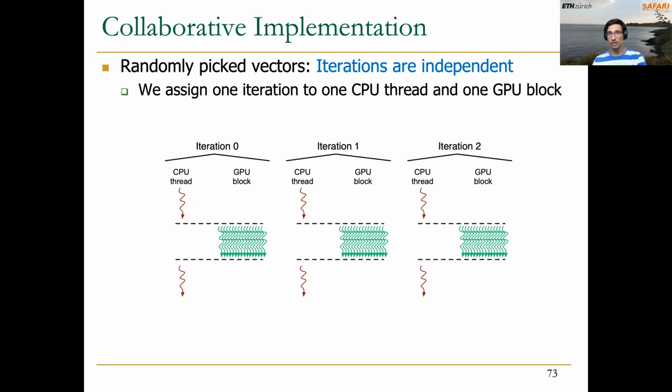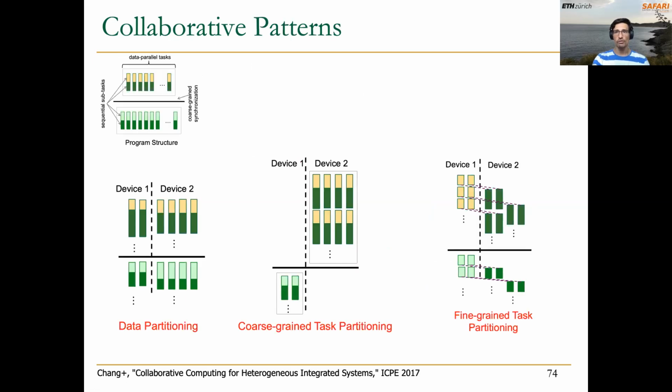We assign the data parallel phases to the GPU thread blocks, but also, we realized that the iterations were independent, so it was possible to execute multiple iterations in parallel by assigning them to multiple GPU thread blocks and CPU threads, as you can see represented here in the slide. So in summary, we have discussed three important collaborative patterns: data partitioning, coarse-grained task partitioning, and fine-grained task partitioning.